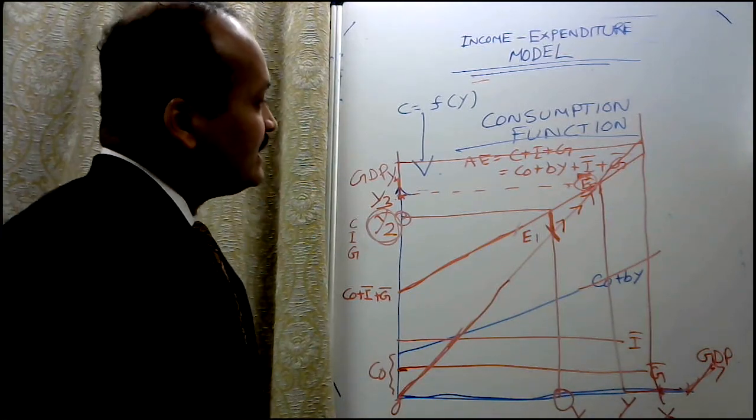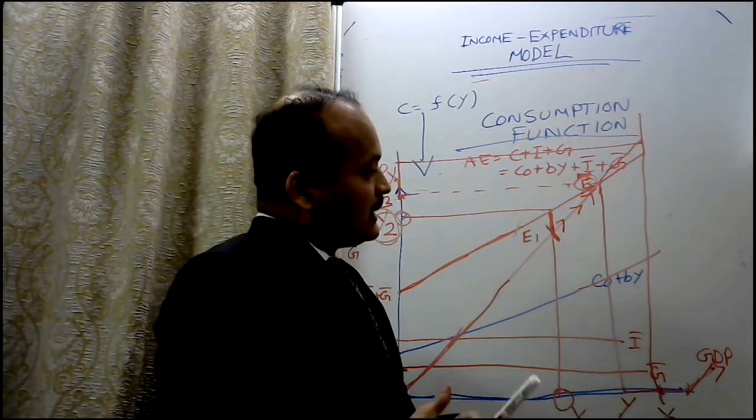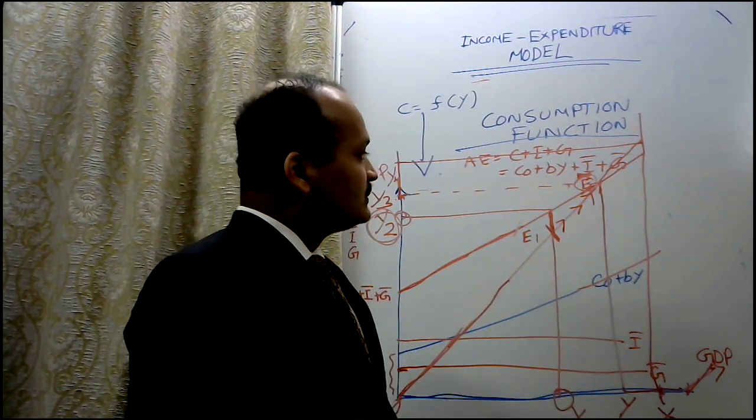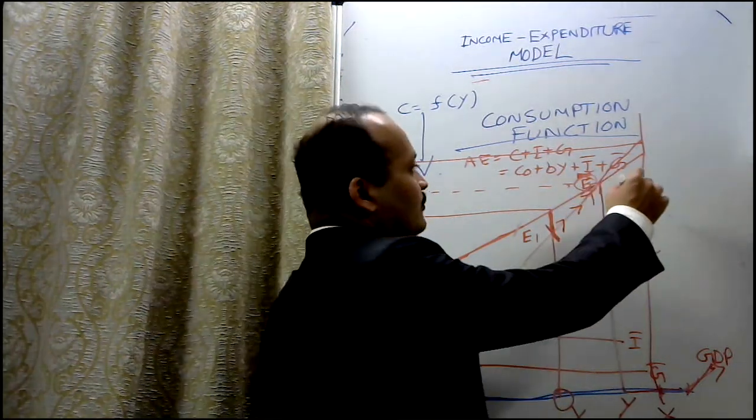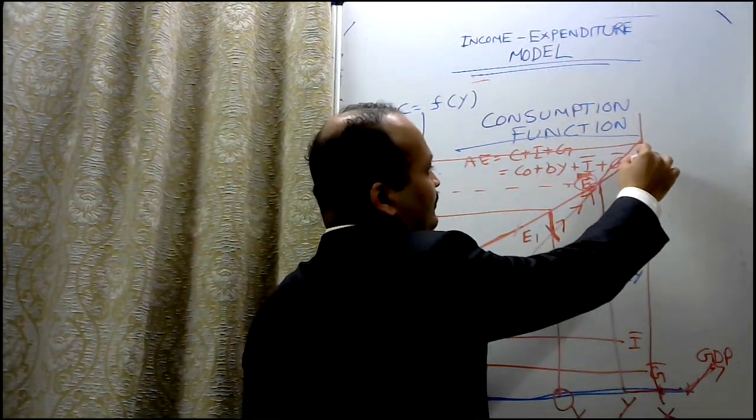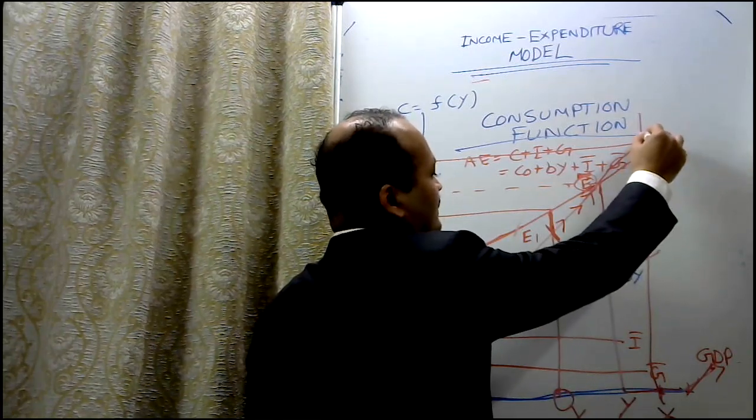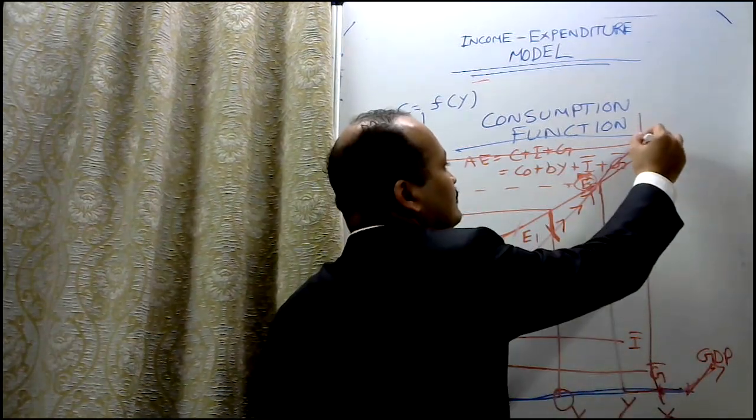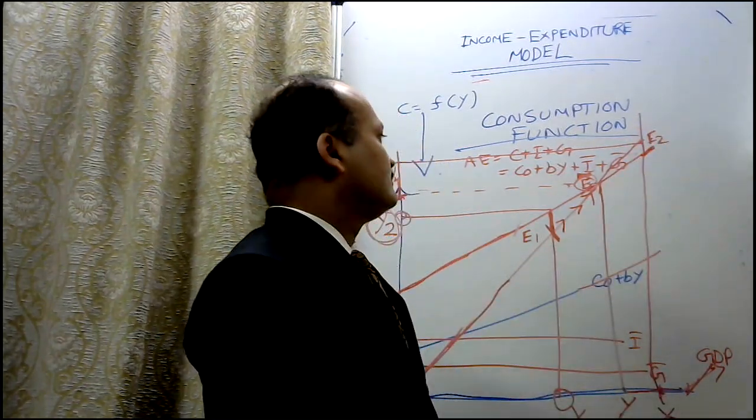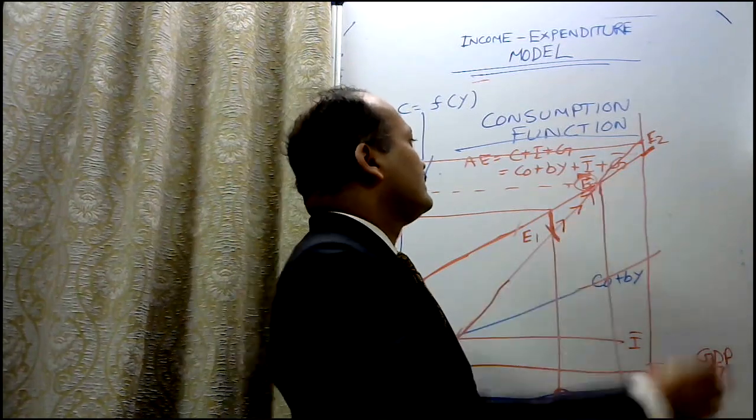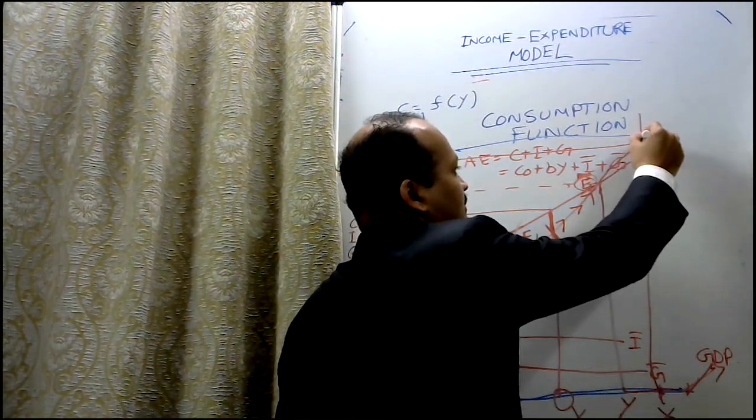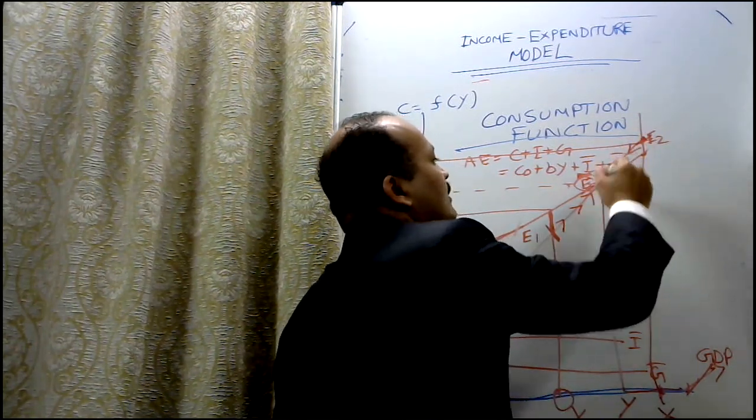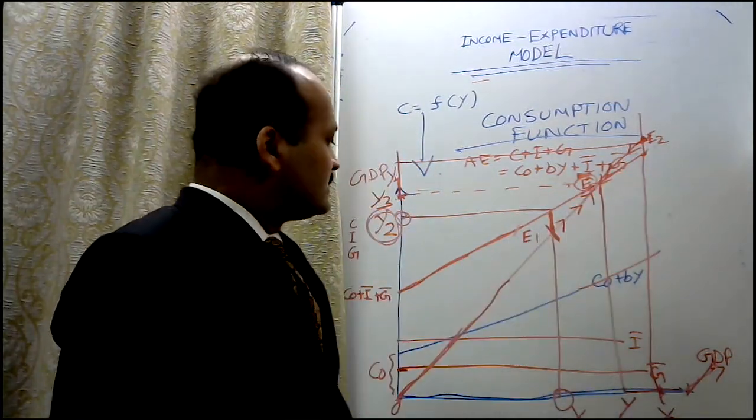So that will ultimately lead to what? Accumulation of unwanted inventory, which sends a signal to producers to cut down production, and we will be moving from, say, E2 on the 45-degree line. Now you will be moving down till you get to point E.